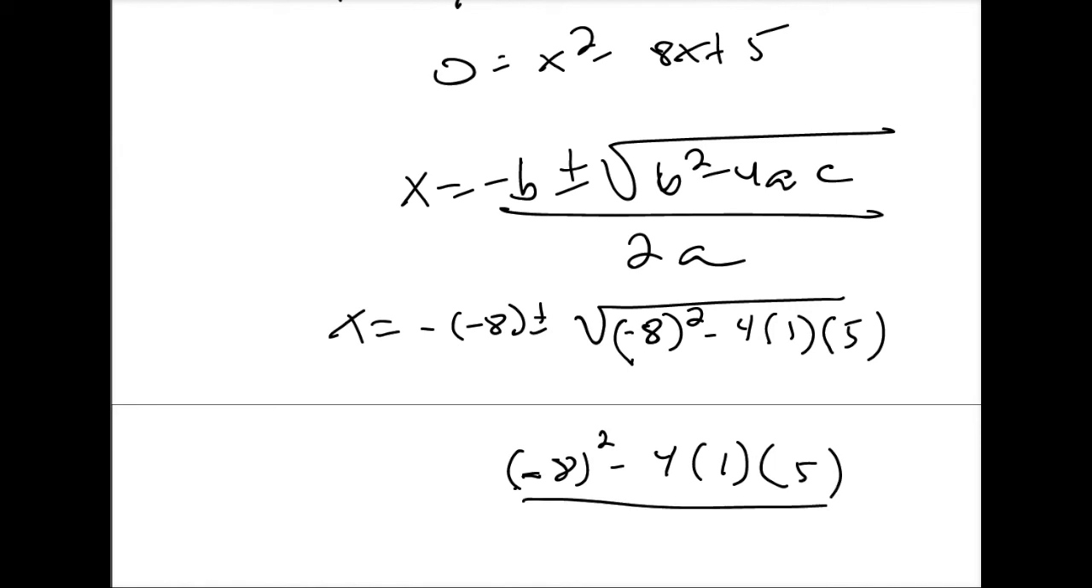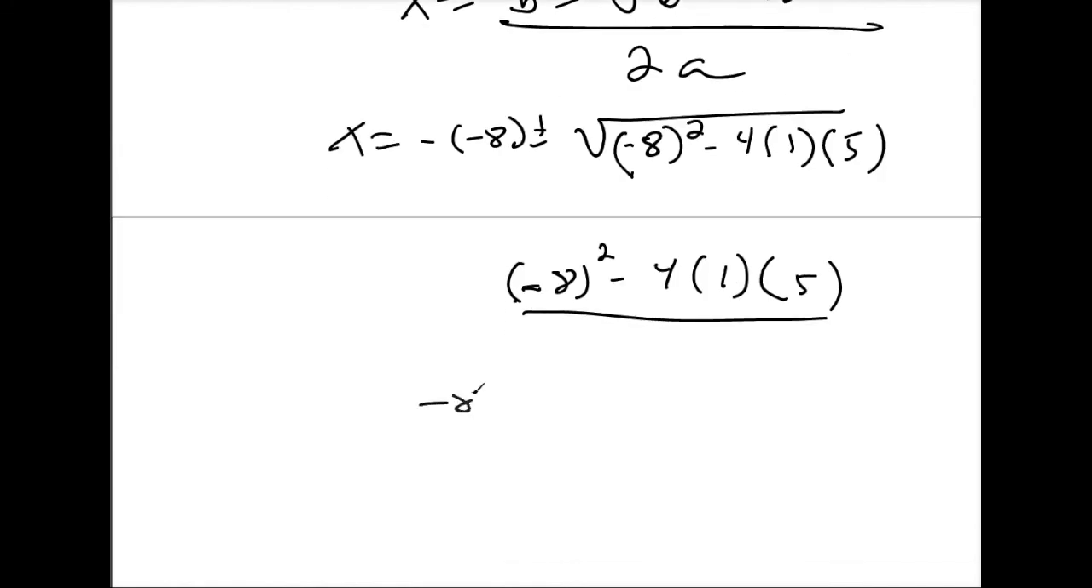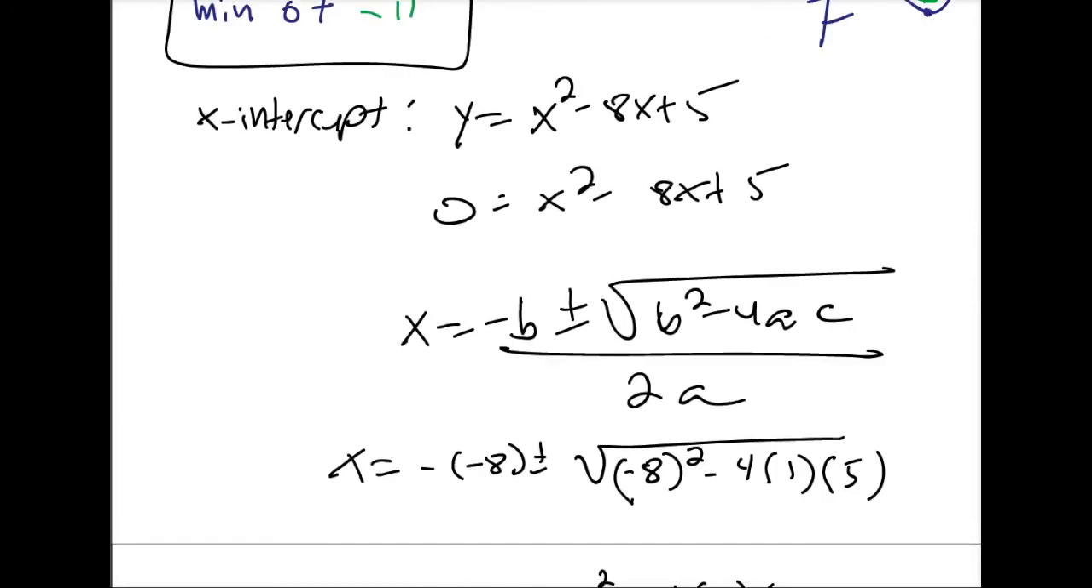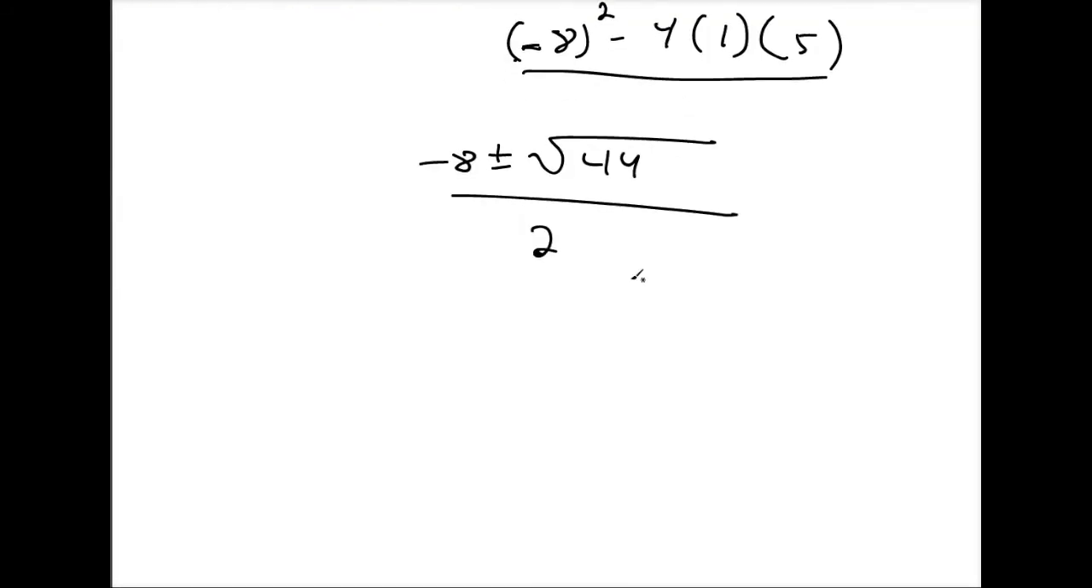Okay, so then it becomes -8 plus or minus the square root of 44 over 2 times a. What's a again? 1. Yeah, so it's just 1. So it's 2. So does it reduce to -8 plus or minus 11 over 2?